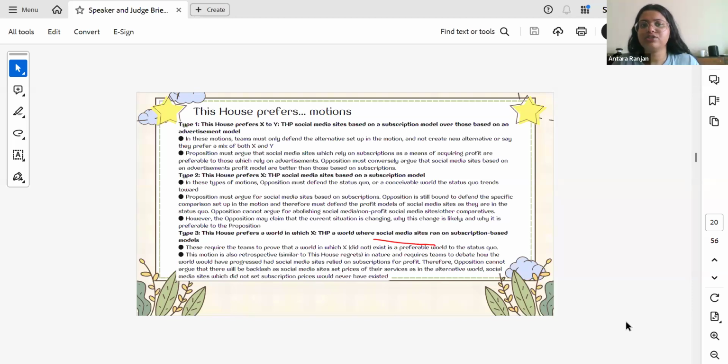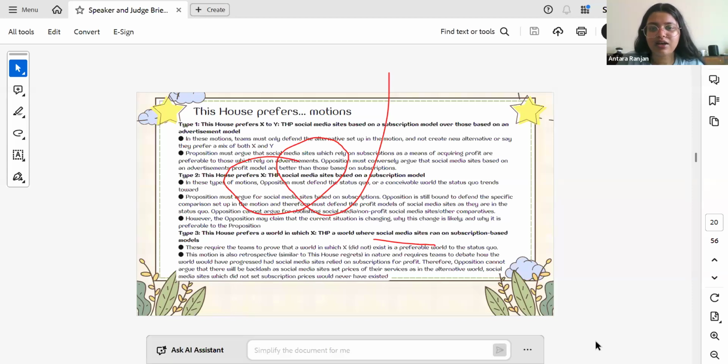So proposition then in this motion has to argue that... I don't know how to stop people scribbling on screen. Is this something that a co-host can get on?